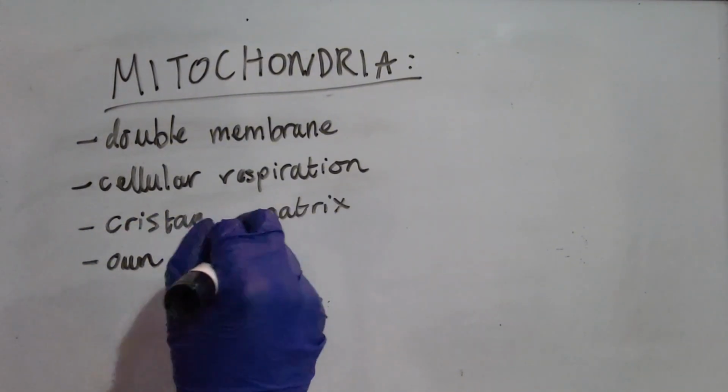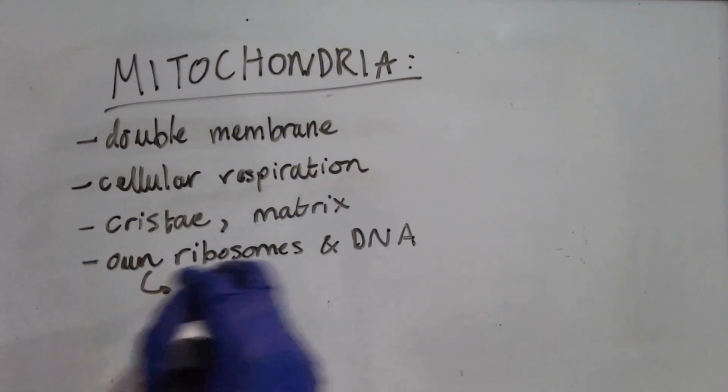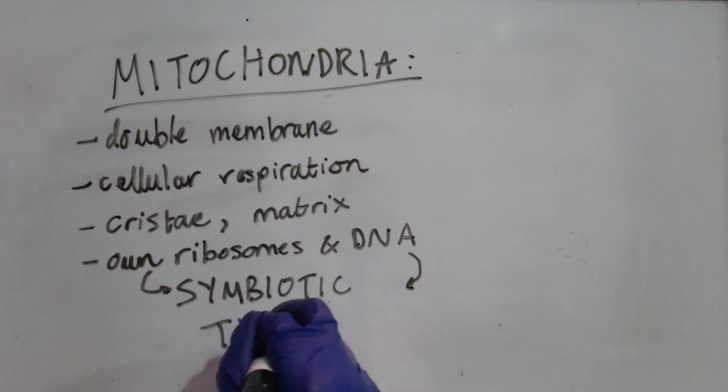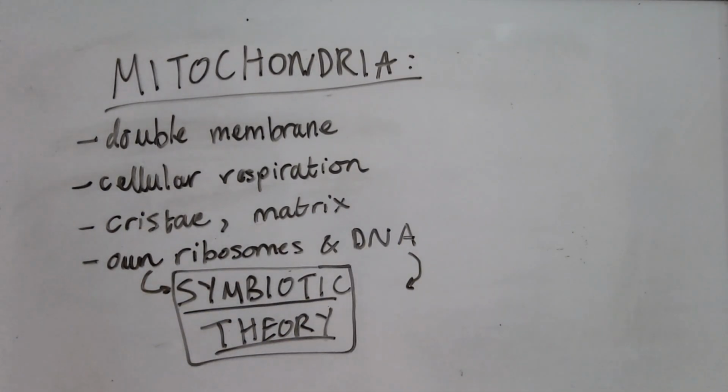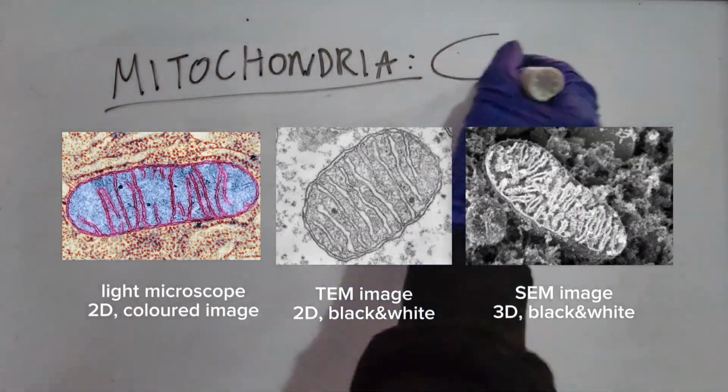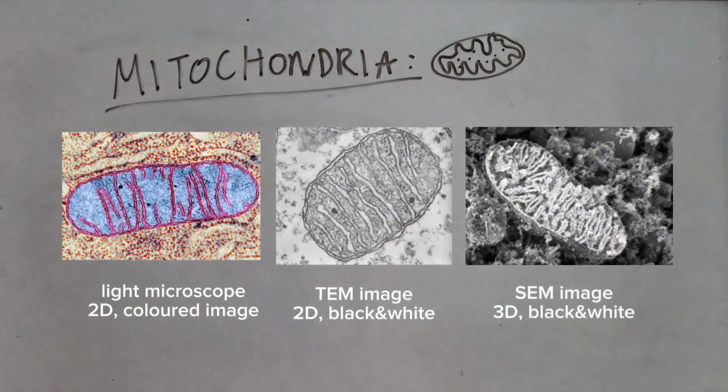Mitochondria contain their own ribosomes and even mitochondrial DNA. This supports the symbiotic theory of mitochondria and chloroplasts, as they are thought to have descended from prokaryotes as their own organisms. Here's what the mitochondria looks like on this photomicrograph. You can tell it's a mitochondria because you can see the folds in its membrane. These are where the cristae are.